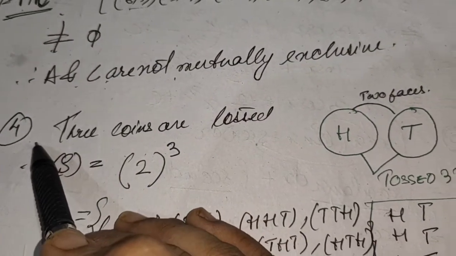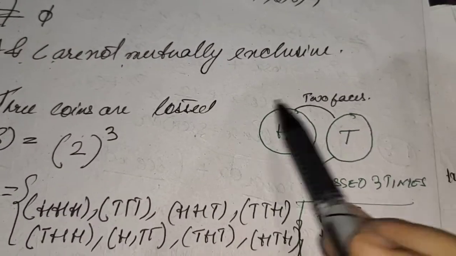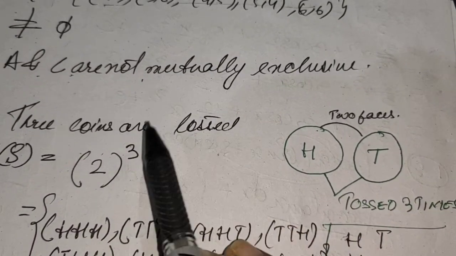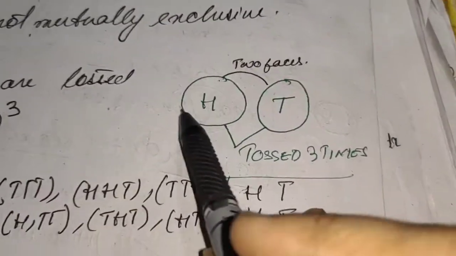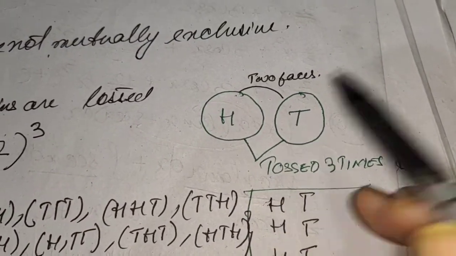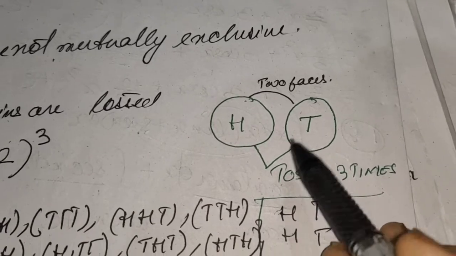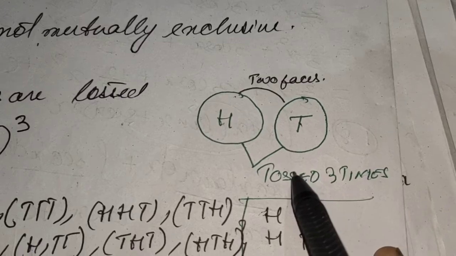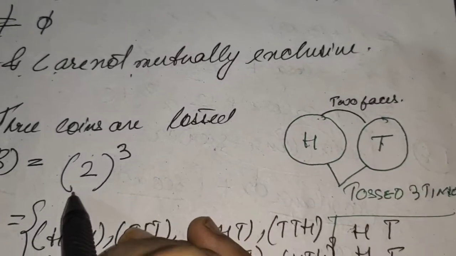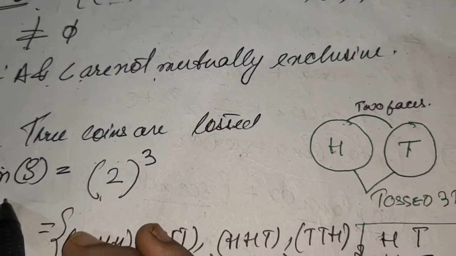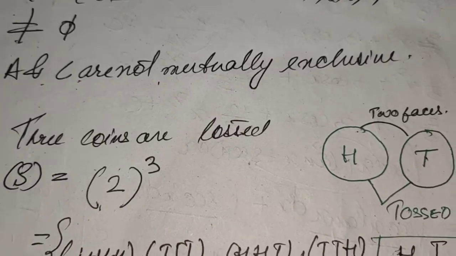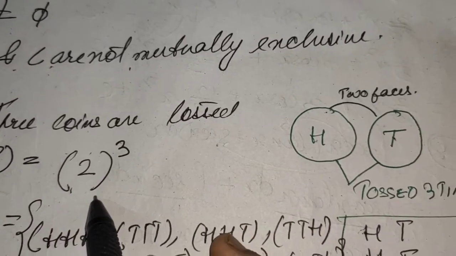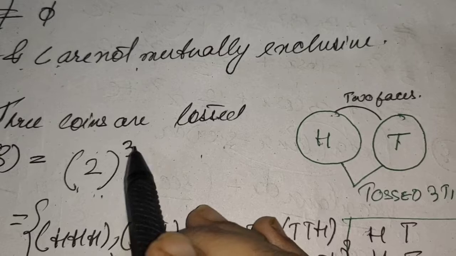So what is given in question number 4? It is said that two dice are tossed. Two coins are tossed. So not two, 3 coins are tossed. When 3 coins are tossed, what happened? 3 coins having 2 faces, head and tail, are tossed 3 times. So what we have to do? If we have to find out the total number of sample space, we have to multiply 2, 3 times, or 2 to the power 3.